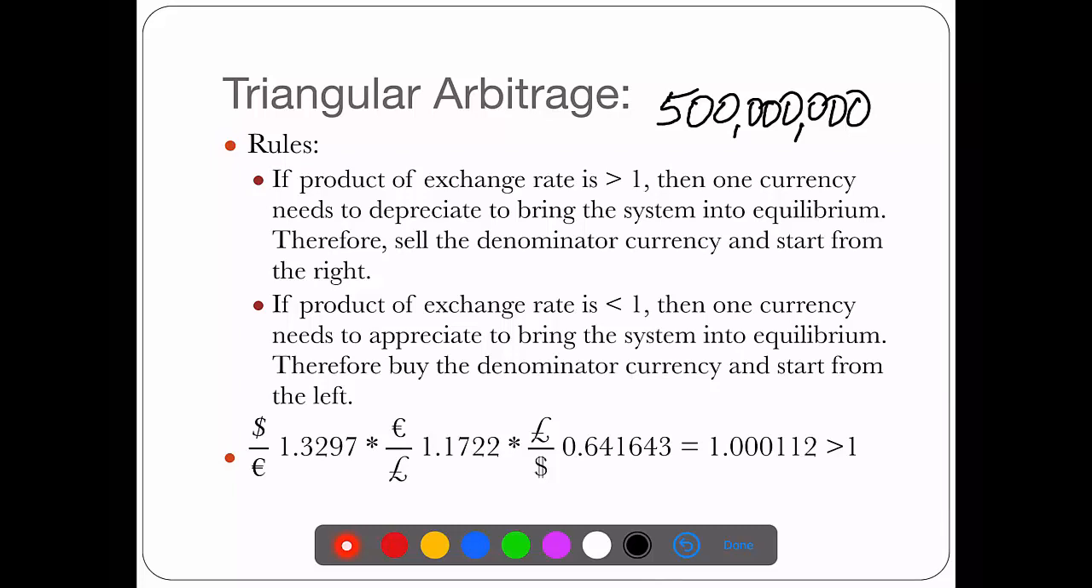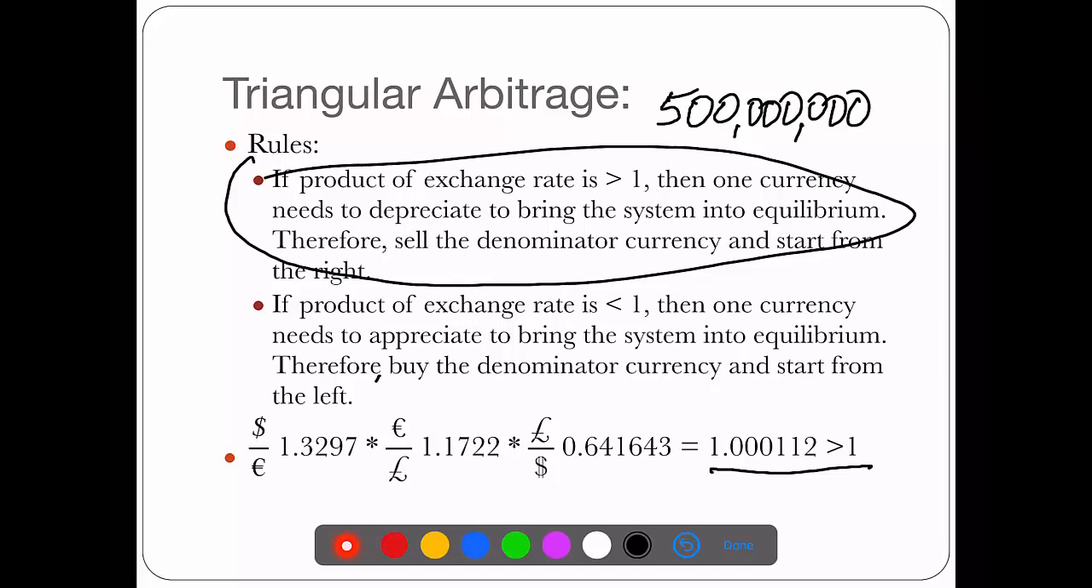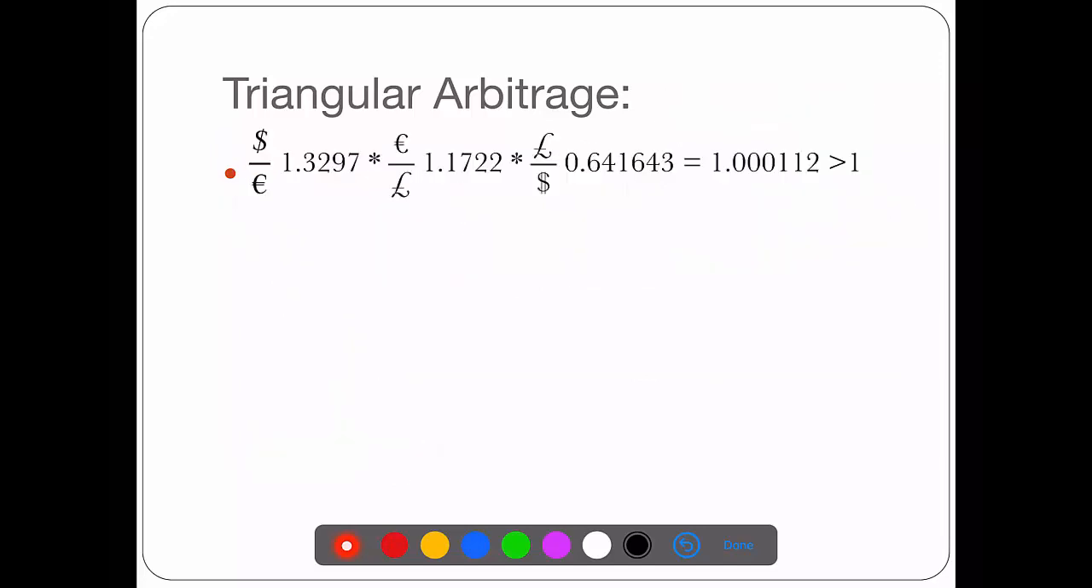So the second rule is this: if the product of the exchange rates is less than 1, then one currency needs to appreciate to bring the system into equilibrium. Therefore, buy the denominator currency and start from the left. Which rule will apply in this case? Because the product is greater than 1, we'll go with this rule, right? With this rule. So now what is the step over here?